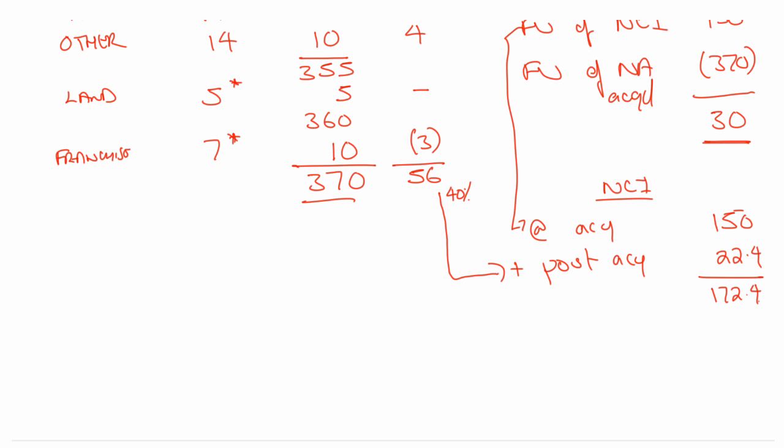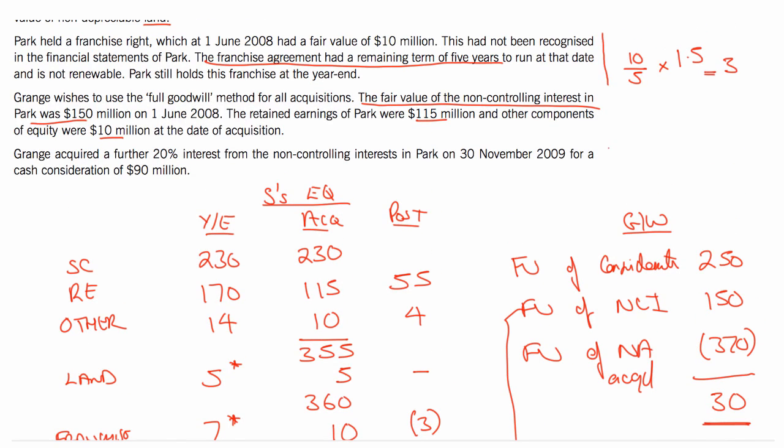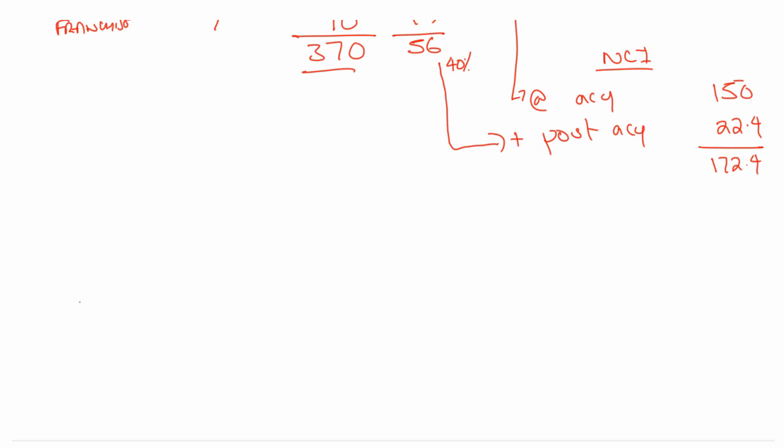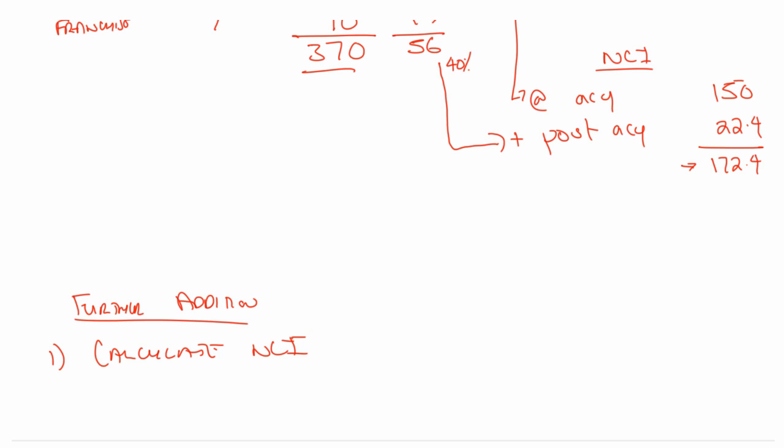Okay, now, before I move on, I want to have a look at this last bit here, the bit that we haven't looked at. It's Grange acquired a further 20%, so a further addition from the NCI for a cash consideration of 90 million. So, let's see if we can remember how to do a further addition. Let's do it down here. Step 1 is to calculate NCI at the date of the further addition. The date of the further addition is the year end, and that's what I've calculated there. So I know that that's 172.4.